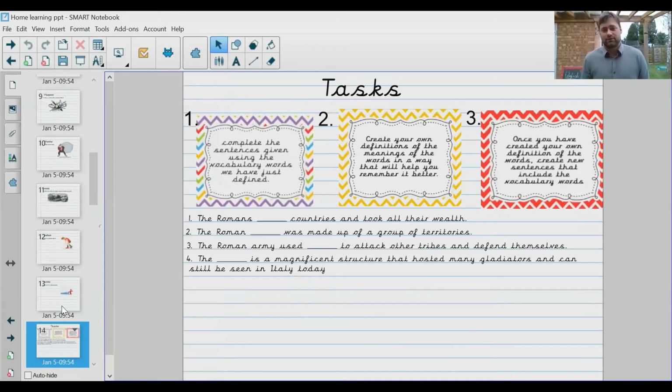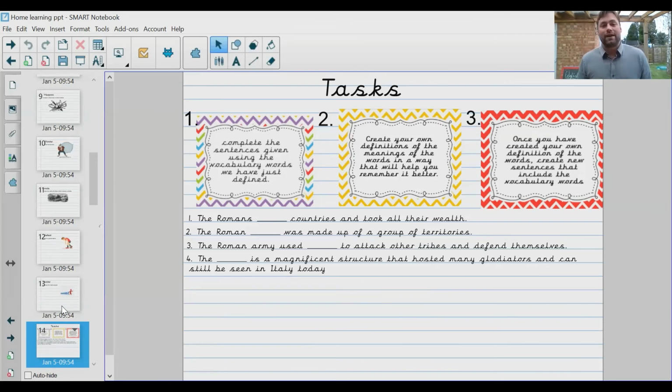So these are your tasks for today that you need to complete. Number 1, complete the sentences given using the vocabulary word we have just defined. So the Romans blank countries and took all their wealth. Number 2, the Roman blank was made up of a group of territories. Number 3, the Roman army used blank to attack other tribes and defend themselves. Number 4, the blank is a magnificent structure that hosted many gladiators and can still be seen in Italy today.